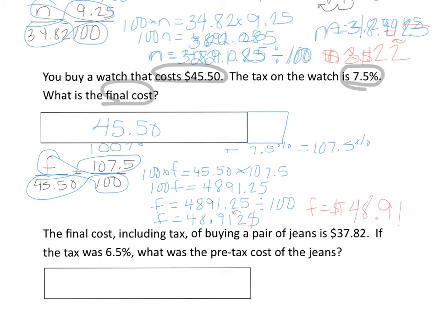If we're doing the equation, which you don't have to do, I'm just giving you the option, 107.5% is the same thing as 1.075 when we move the decimal 2 spaces to the left, and we end up multiplying that 1.075 times the 45.50 and rounding to get $48.91.